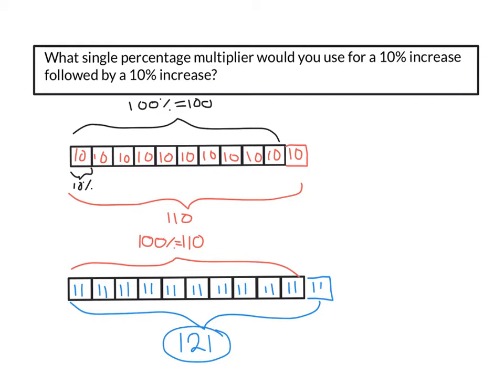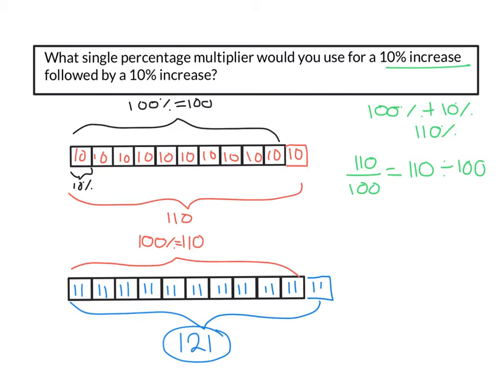Now, there is a far quicker way of doing this. Let's think: a 10% increase is 100% plus 10%. So altogether that's 110%. Let's turn that into my multiplier. So that's 110%, which is 110 divided by 100.